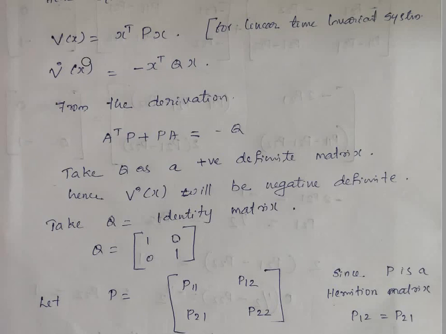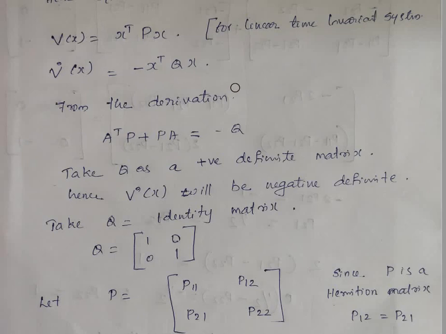Here, for a linear time invariant system, you have to select v of x as a quadratic form, that is x transpose P x, where we know x is a column vector of x1, x2, x3, up to xn, like in the case of the state vector. By derivation, v dash of x is equal to minus x transpose Q x.